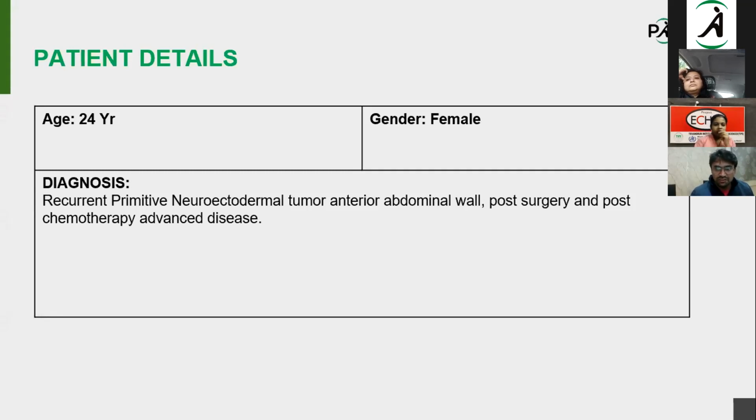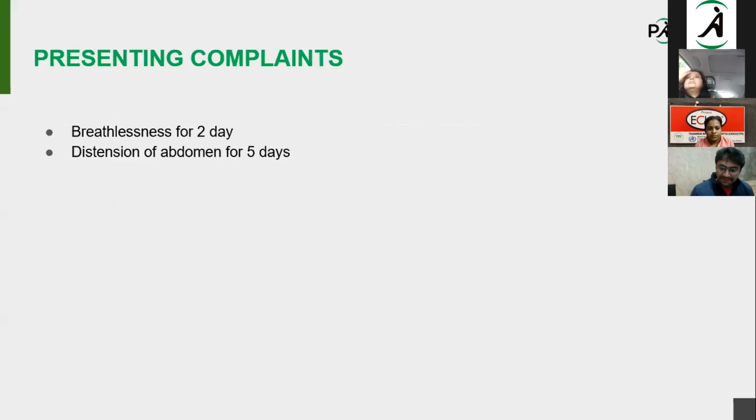Good evening, everyone. Myself, Dr. Mohit. Today, I am presenting a case history. A 24-year-old female patient who was diagnosed with recurrent primitive neuroectodermal tumor, anterior abdominal wall. The patient is post-surgery, post-chemotherapy, and she was in an advanced stage.